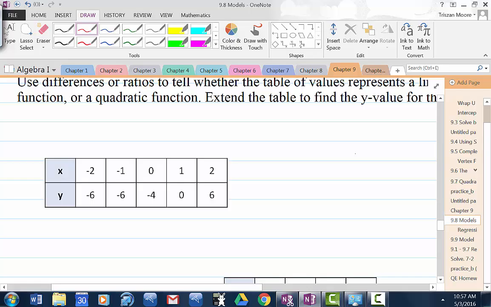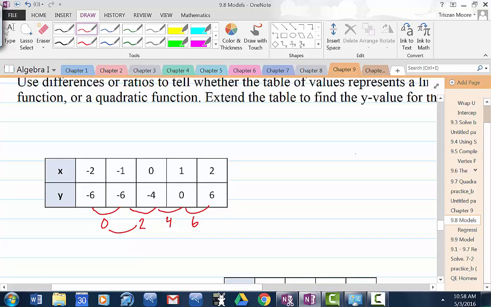The difference between here and here, from negative 6 to 6, is pretty much 0, right? The difference between here and here is 2. The difference between here and here, 4. And then the difference between here and here is 6. So obviously it's not the first difference, so it's not linear, right?